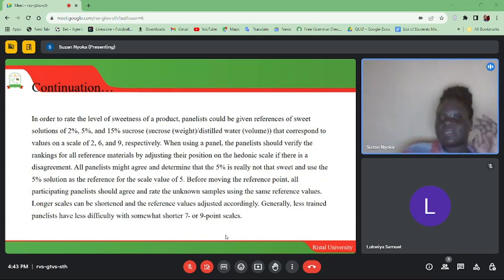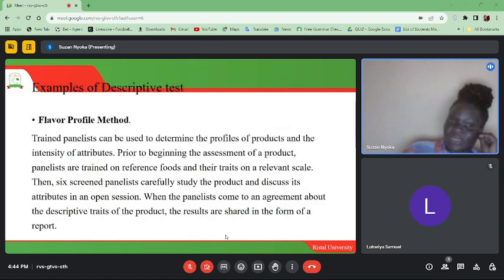So when using a panel, the panelists should verify the rankings for all reference materials by adjusting their positions on the hedonic scale if there is disagreement. All panelists might agree and determine that the 5% solution is really not as sweet as the reference for the scale value of 5. So before moving the reference point, all panelists should agree and rate the unknown samples using the same reference value. And then examples of these descriptive values, one is we have the flavor profile method.